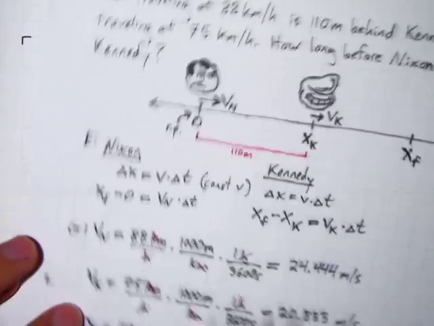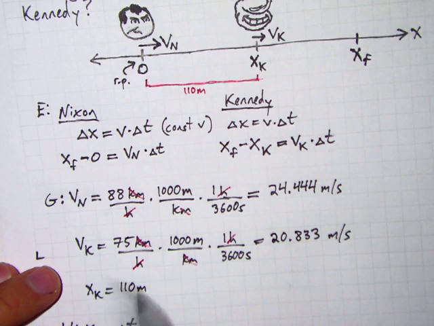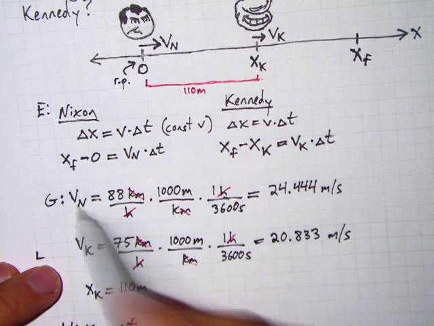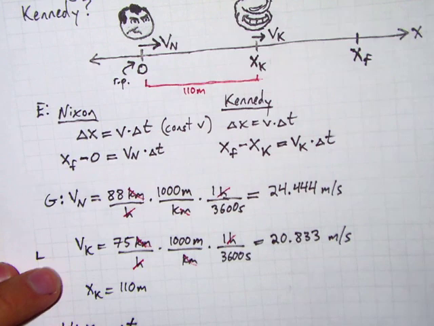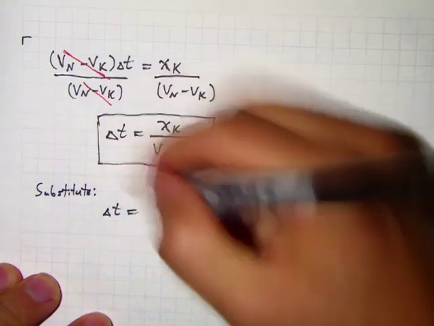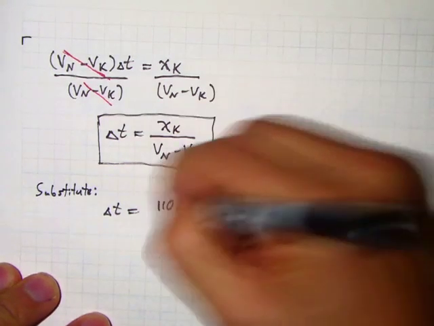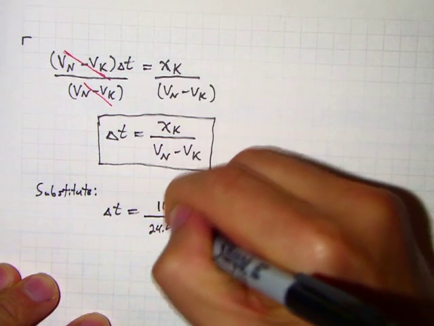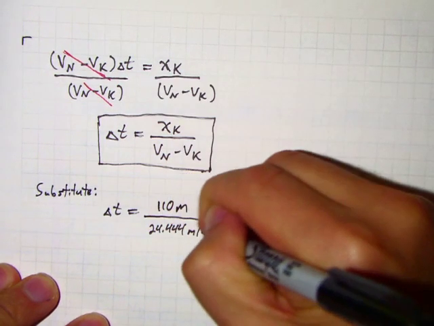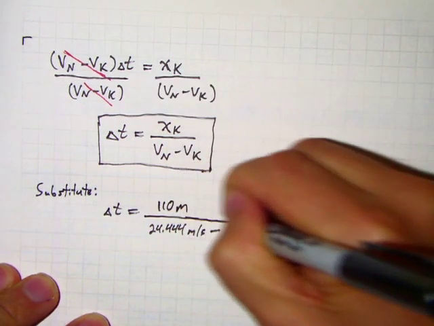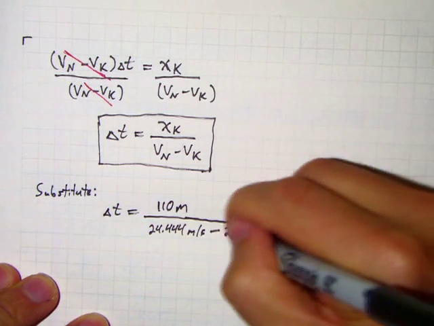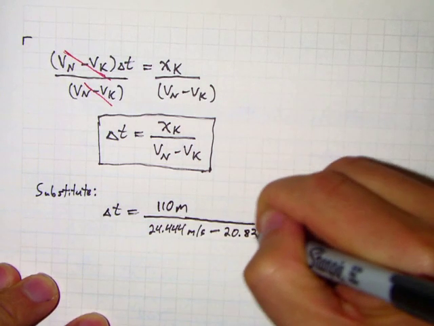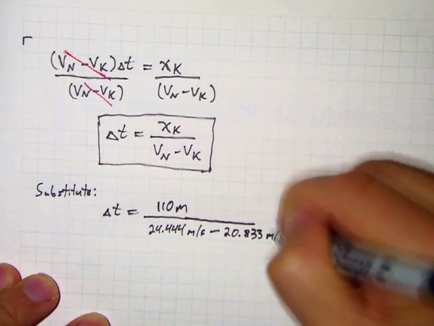All right, so substituting delta t, we know from our givens, let's go back, look at our givens. We know xk is 110, we know Vk is 20.833, and we know Vn is 24.444. We wrote it down earlier. So xk, 110 meters. Vn is that 24.444 meters per second. Note I am writing the units everywhere, always. No naked numbers, no numbers without units. Minus 20.833 meters per second.